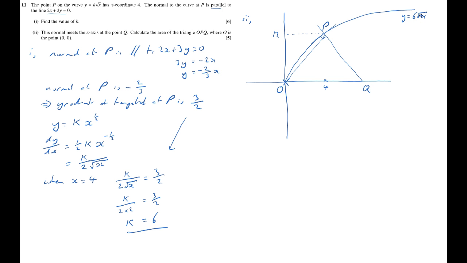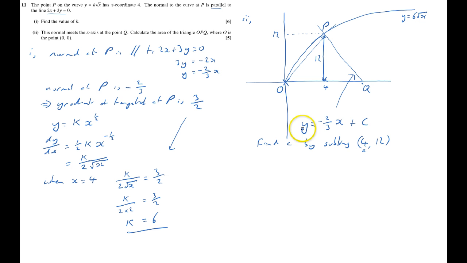I don't know the base. I need to know what this point here is. I know the height is 12 because it's 4, 12. All I need to know is what Q is. So to do that, I want to find the equation of that line. Well, it's going to be y equals minus 2/3 x, because that was the normal, we worked out it had to be parallel to that, plus c. I need to find out what c is. So find c by subbing in any point on that line. Well, the only point I know is 4, 12.